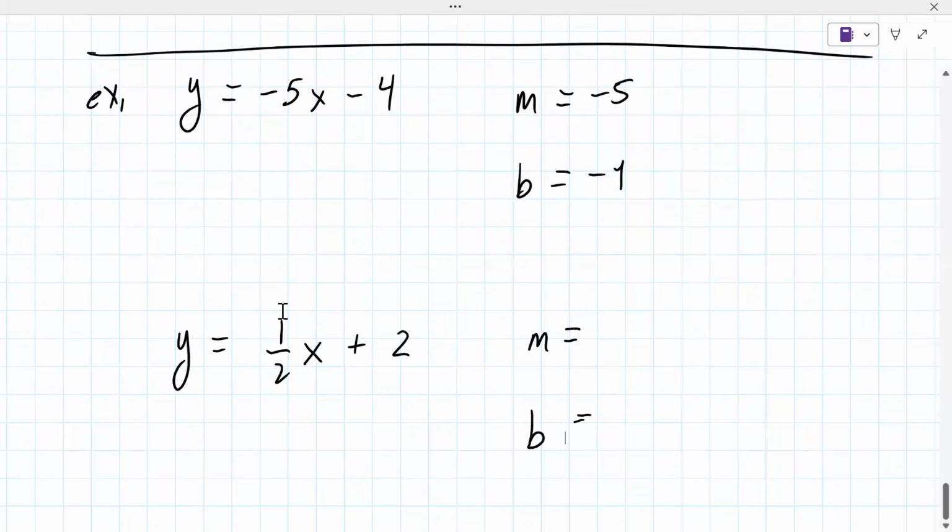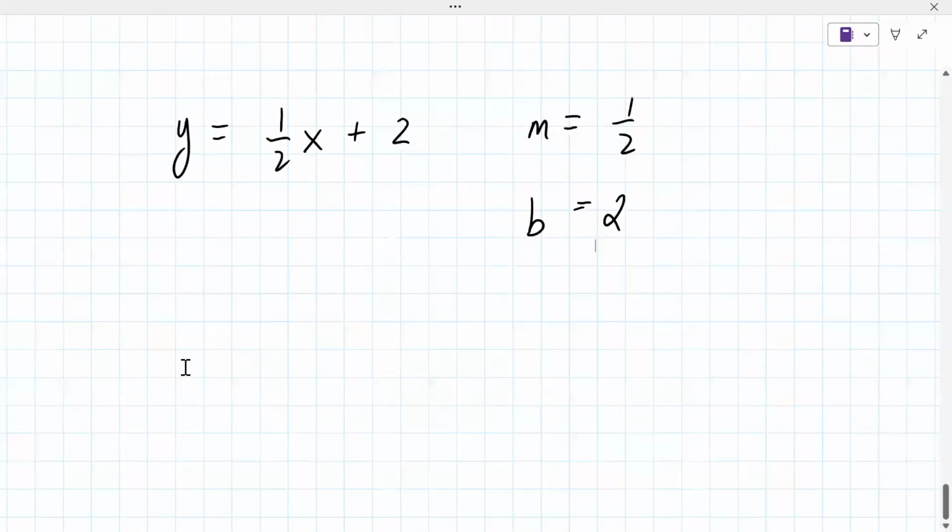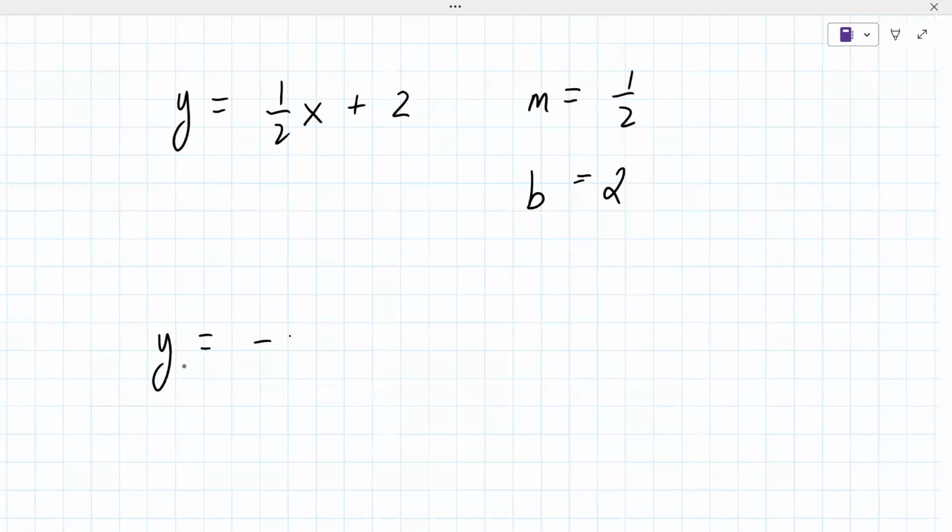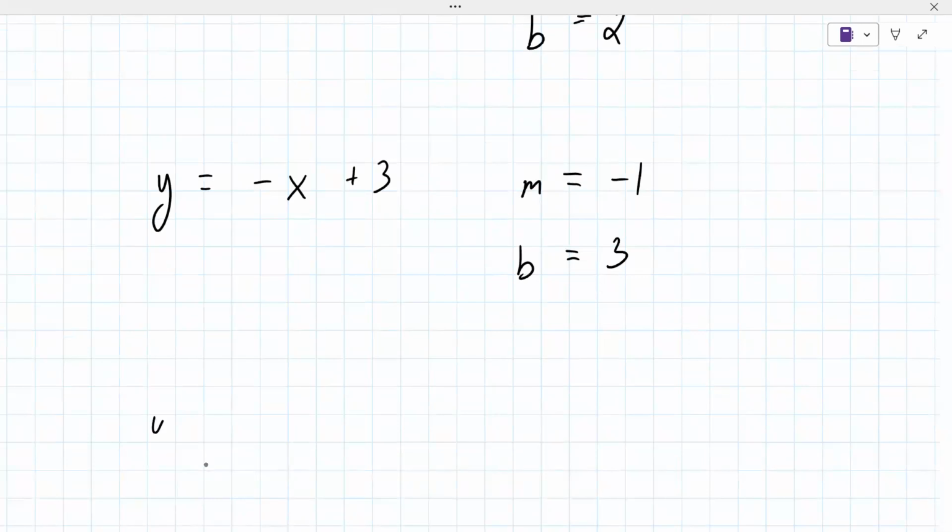What is the number in front of x? 1/2. Yeah, and we've already seen that slope can be a half, and the b value is 2. What if I give you something like this? Minus x plus 3. What is the number in front of x? Would that just be -1? Yes. And what is the b value? 3? Good.